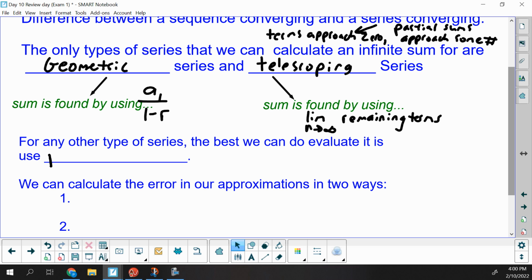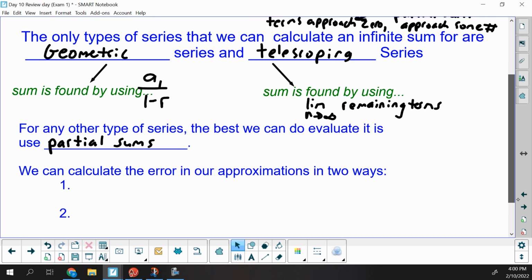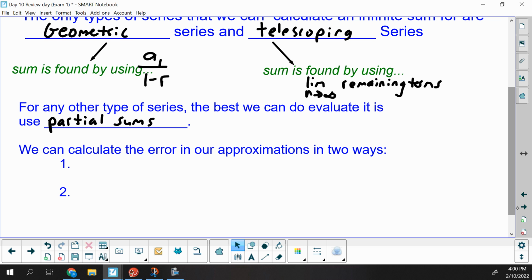For any other type of series, the best thing we can do to evaluate it is to find partial sums. So in other words, we can take a finite number of terms, add them together, and that will get us reasonably close to the infinite sum. And there's 2 ways we can calculate our error, or in other words, how close we are to that infinite sum. The first way is with an alternating series.